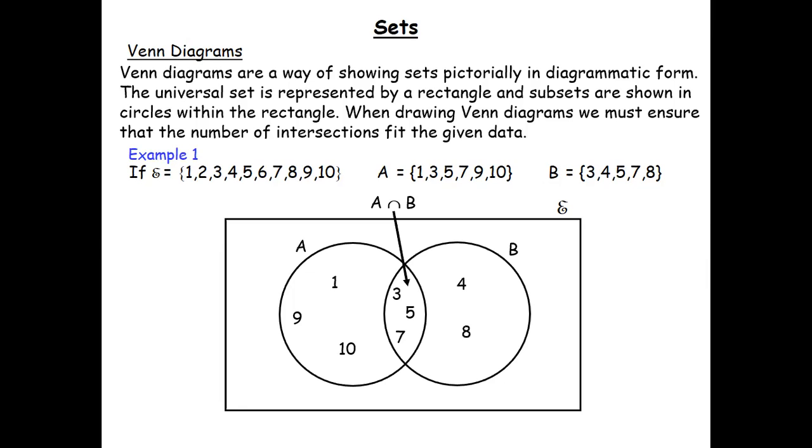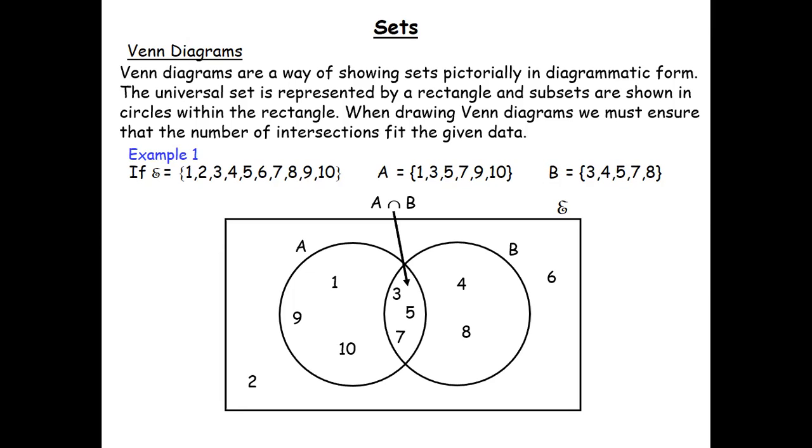Then in B, you put the elements which are members of set B but are not members of set A, so therefore not common. That leaves you with 4 and 8. But if you look in the universal set, there are still some elements which are not members of A or B, and that's 2 and 6. So they're written outside the two circles. This Venn diagram now represents all the information we've been given from those two sets.